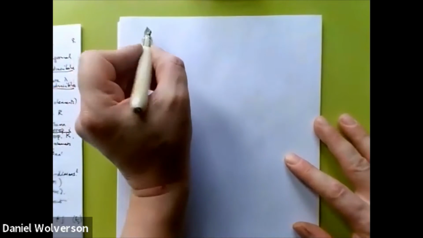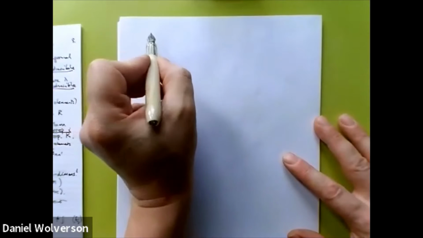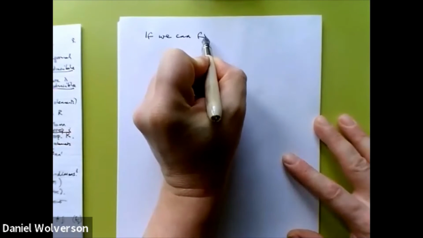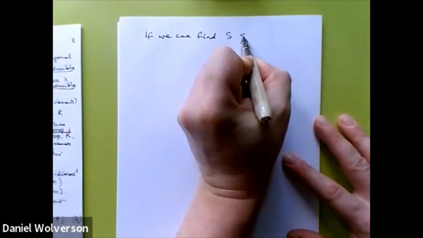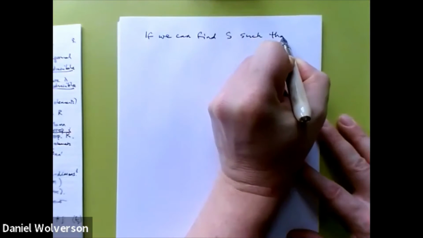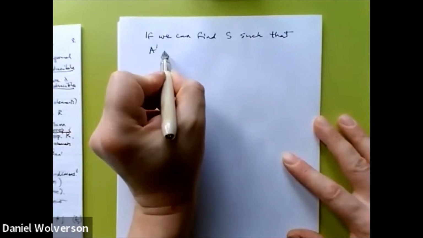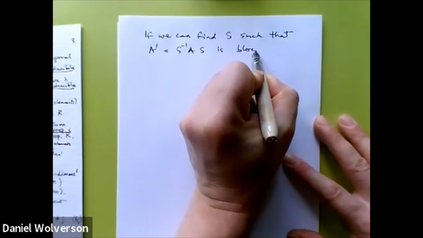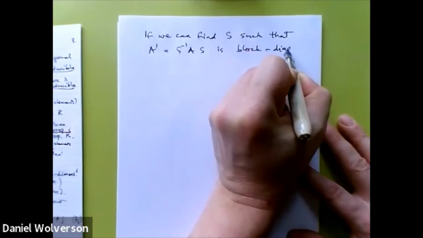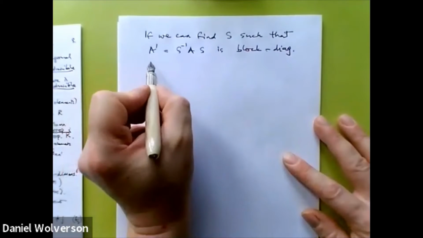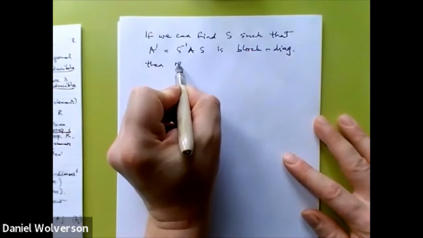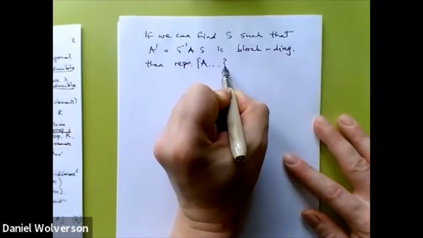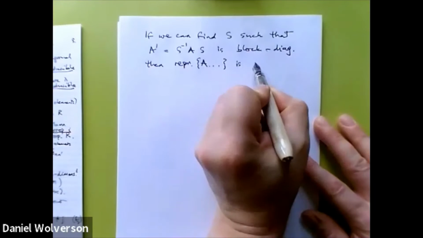So I've introduced the word irreducible once already, but let's say it a little bit more formally. If we can find S such that A prime equals S to the minus 1 A S is block diagonal, then representation A is reducible.